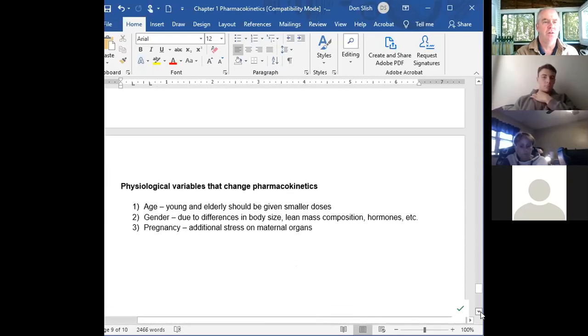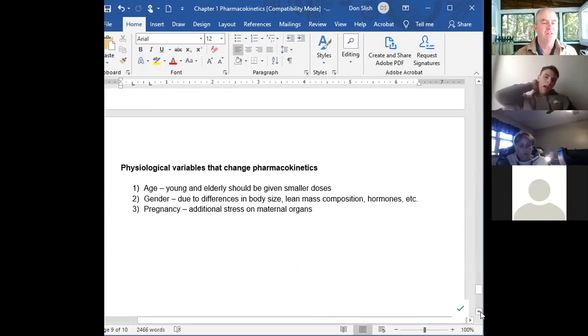And also other physiological things like age, I've talked about gender. There's a difference in body composition between males and females, and body size. Hormones make a difference. Big differences between different genders that can affect metabolism of drugs.